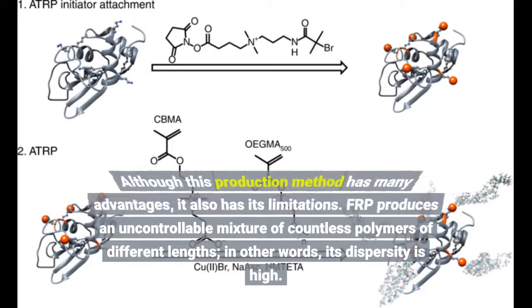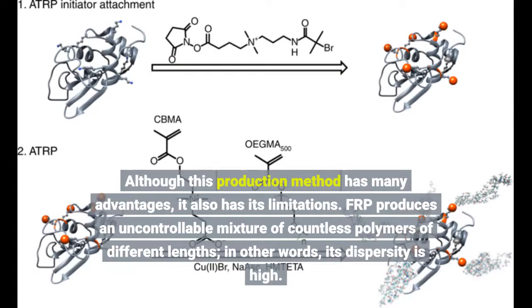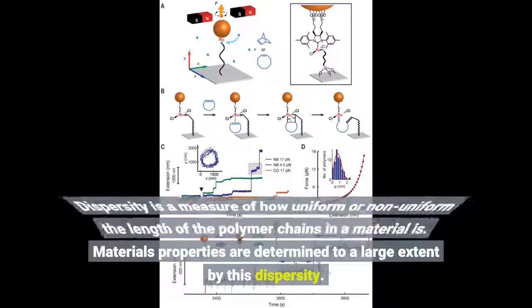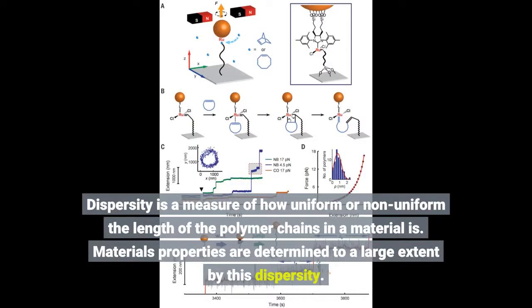Although this production method has many advantages, it also has its limitations. FRP produces an uncontrollable mixture of countless polymers of different lengths, in other words, its dispersity is high. Dispersity is a measure of how uniform or non-uniform the length of the polymer chains in a material is. Materials' properties are determined to a large extent by this dispersity.